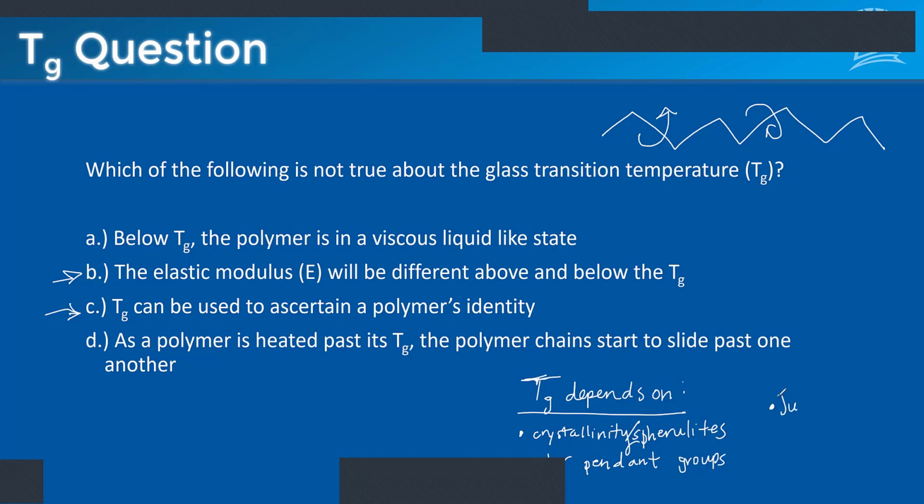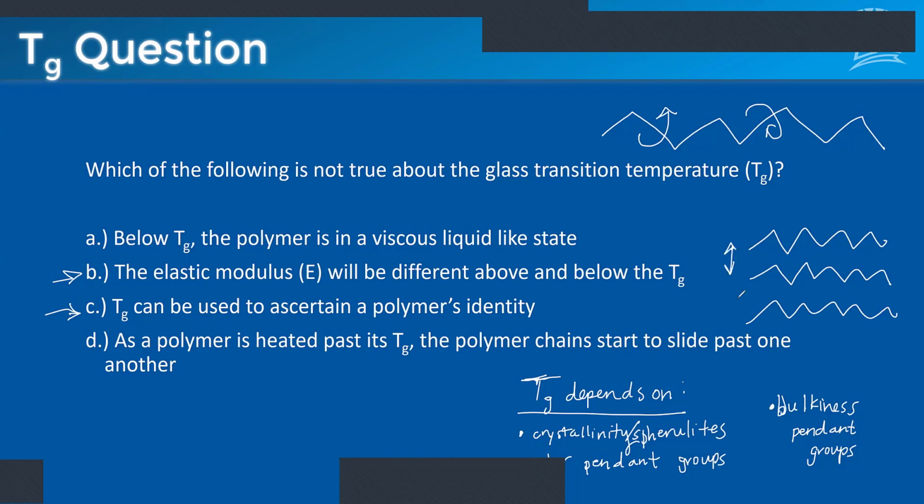Bulkiness of, whoops, that's supposed to be a B. Bulkiness of the pendant groups. What effect does this have? Well, we want to think about the ability of polymer chains to pack closely together. So here's some polymer chains. They're next to each other in a polymer. What determines the spacing between these polymer chains? Well, if we have a bunch of bulky side groups off of our polymer chains, it's going to hinder their ability to pack closely together. So they're going to be spaced apart. So the bulkier those pendant groups or side chains, the farther apart polymer chains are going to be.